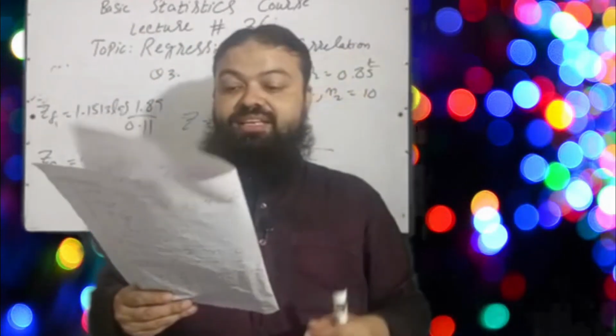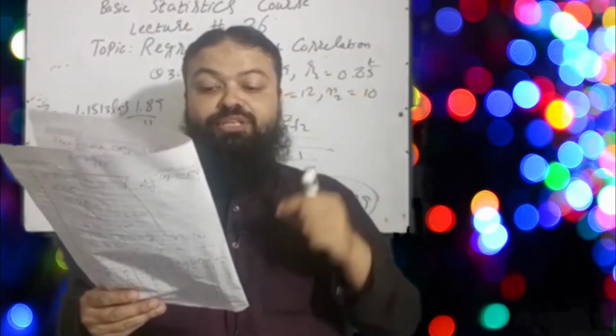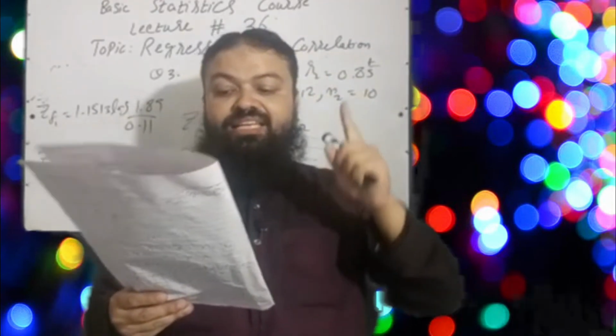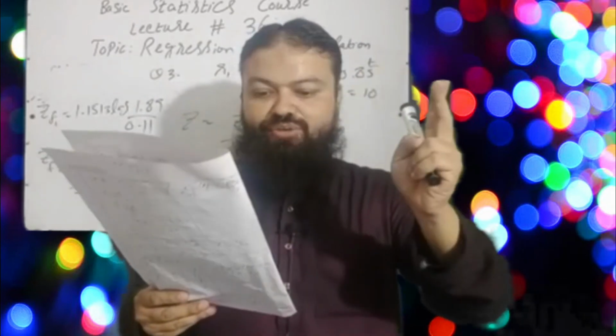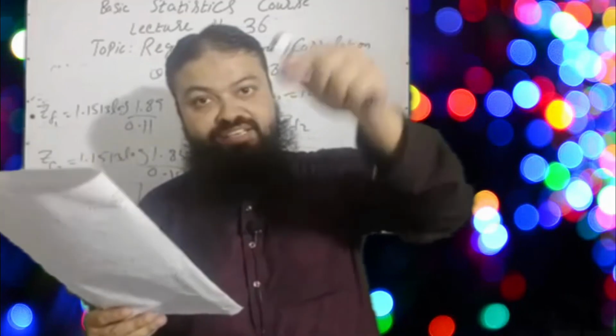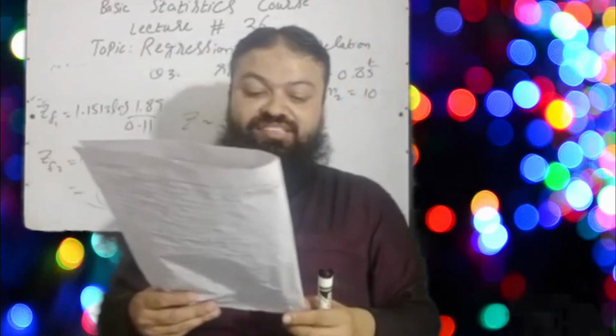Question number 11. The method of least squares can be used to explain A, linear trend only. Incorrect. B, non-linear trend only. Incorrect. C, linear and non-linear trend. Yes, that is the correct option in the exam.